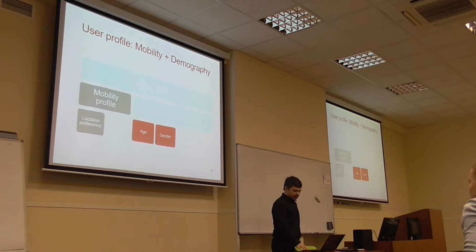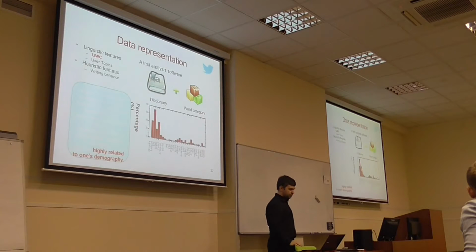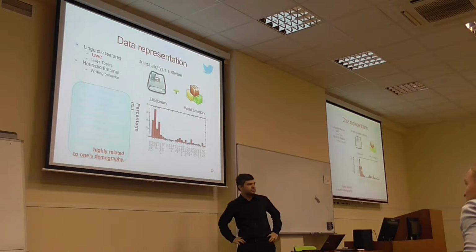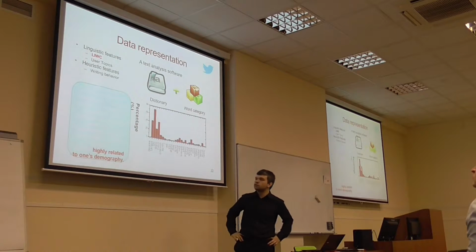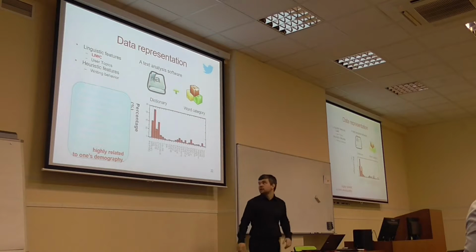So we were focusing on two attributes, age and gender. And we have different data types, right? I was covering this before, so I'll go over it briefly. First, we were using the LIWC features. LIWC features is a very simple thing. It's basically the distribution of words in our text corpora among different categories.